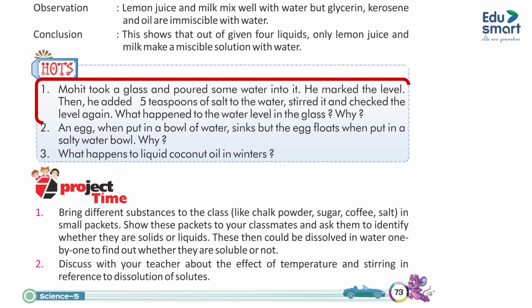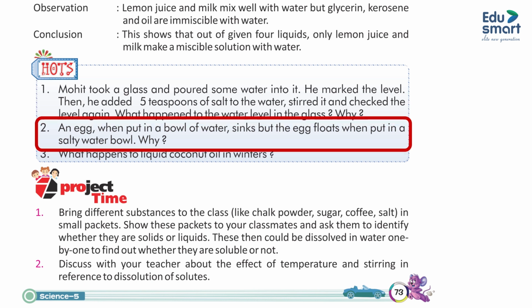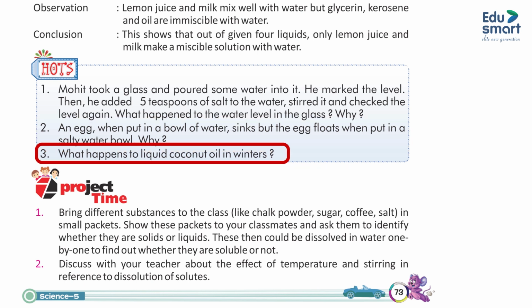HOT. 1. Mohit took a glass and poured some water into it. He marked the level, then he added 5 teaspoons of salt to the water, stirred it and checked the level again. What happened to the water level in the glass? Why? 2. An egg, when put in a bowl of water, sinks, but the egg floats when put in a bowl of salty water. Why? 3. What happens to liquid coconut oil in winters?